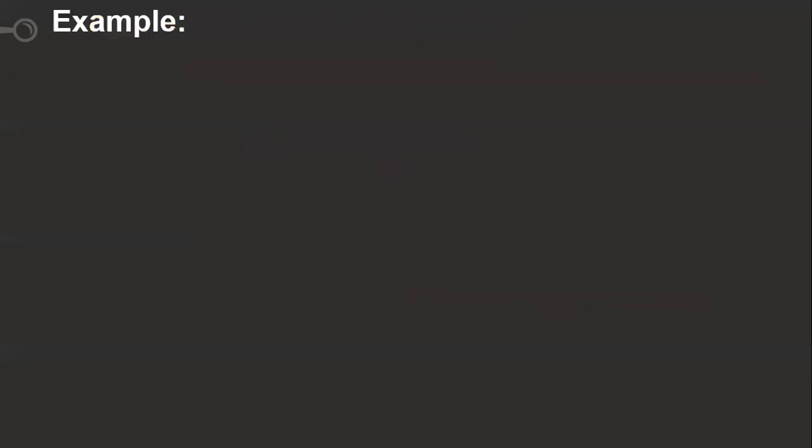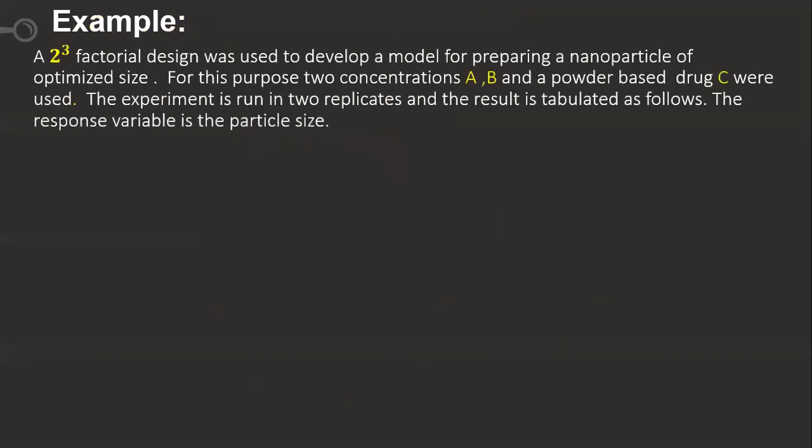So after this, I'm going to give you an example so that you will understand whatever we have discussed so far. We are going to give a simple example and we are going to finish it off. Now imagine a 2 cube factorial design was used to develop a model for preparing a nanoparticle of optimized size. So I'm going to get an optimized size, that is called the yield. That's the variable I'm going to take into consideration.